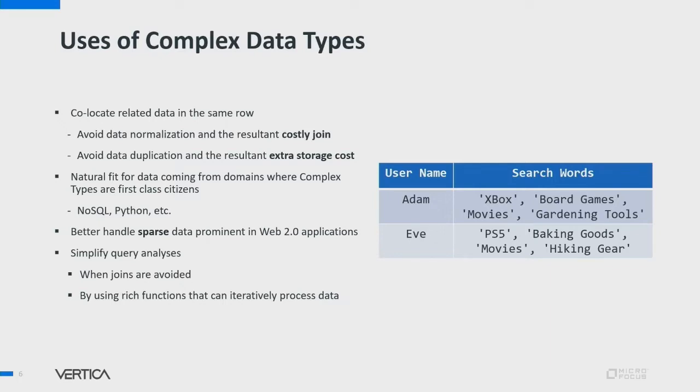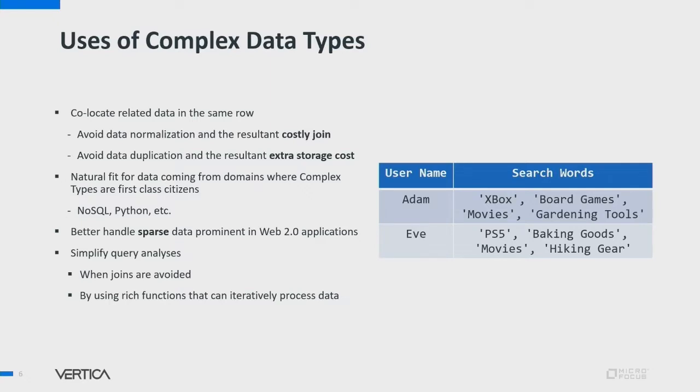And the other use of complex data types is that they are a natural fit for data coming from domains where complex types are first-class citizens. So if you look at NoSQL, Python, and other imperative languages, they all use complex data types in their data analysis or data generators, and data coming from those sources naturally have complex data types, and supporting them in SQL will allow us to now process data coming from those domains as well.